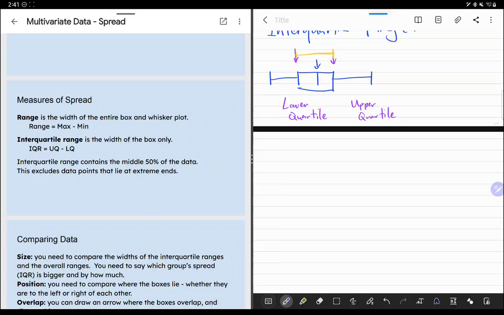Now, how do we find it? How do I find out the interquartile range? We say IQR. We find out whatever number the upper quartile is, which I'm just going to say UQ for upper quartile, and I'm going to minus the lower quartile. And that gives you the interquartile range.